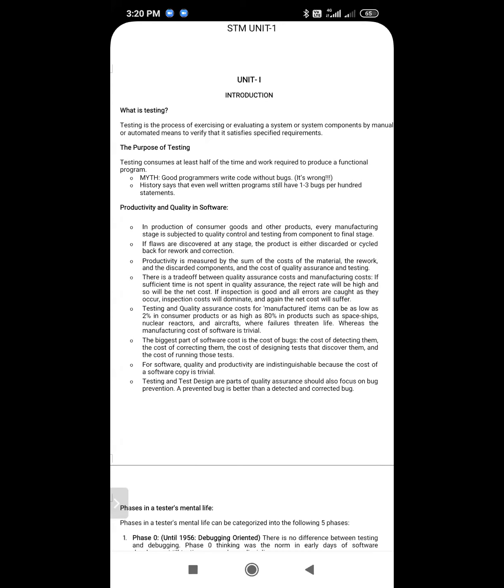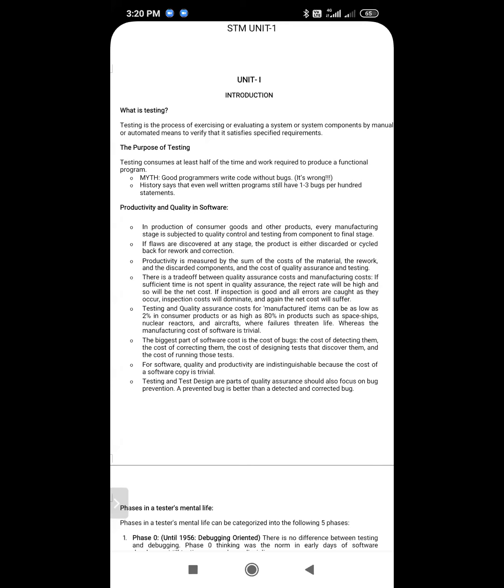Next one, there is a trade-off between quality assurance cost and manufacturing cost. Quality assurance cost. What is the meaning of quality assurance? You already learned about software quality assurance, QA, in software engineering. QA is one of the biggest challenges in software development. What type of challenge is quality assurance? What is the meaning of quality assurance?